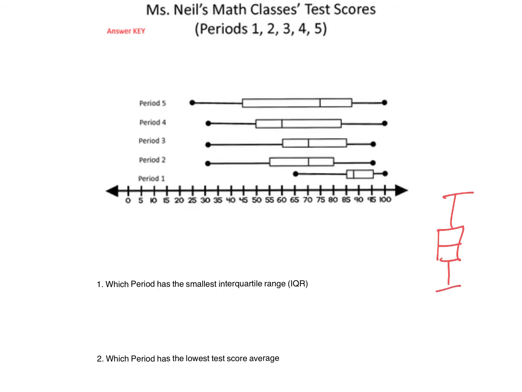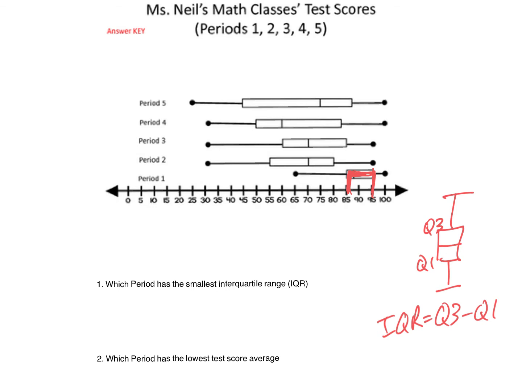of a box plot, Q3 is here and Q1 is here, and the interquartile range is Q3 minus Q1. So really, I'm looking for the smallest box. And ladies and gentlemen, I hope you can see it's right here, the distance between 85 and 95.